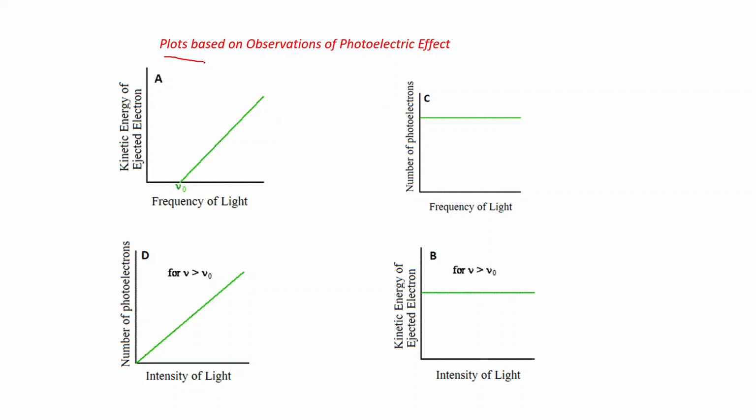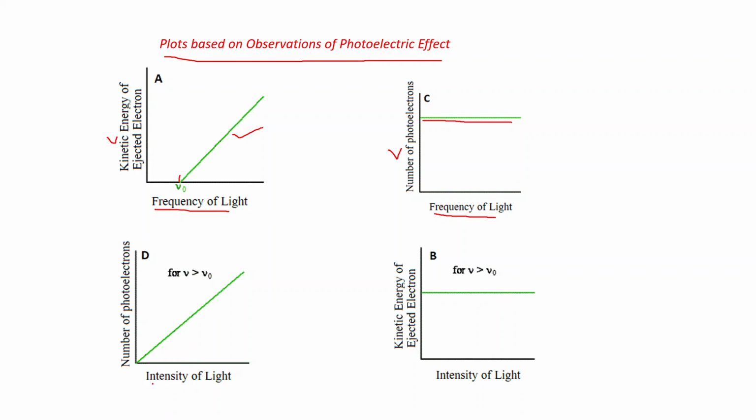These are plots based on observation of the photoelectric effect. This is between frequency and kinetic energy of ejected electron. This is the minimum frequency, and a frequency greater than this is used to increase the kinetic energy of ejected electron. Okay, this is frequency of light and number of photoelectrons. Number of photoelectrons is not affected by the frequency of light. Photoelectrons means ejected electrons are known as photoelectrons.